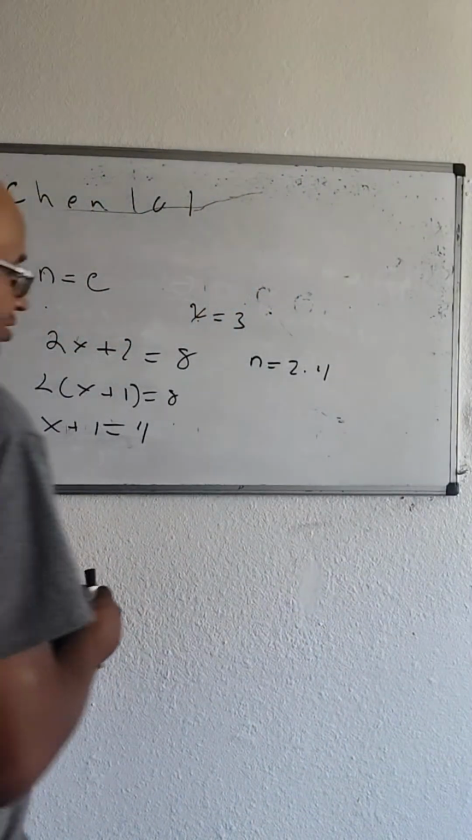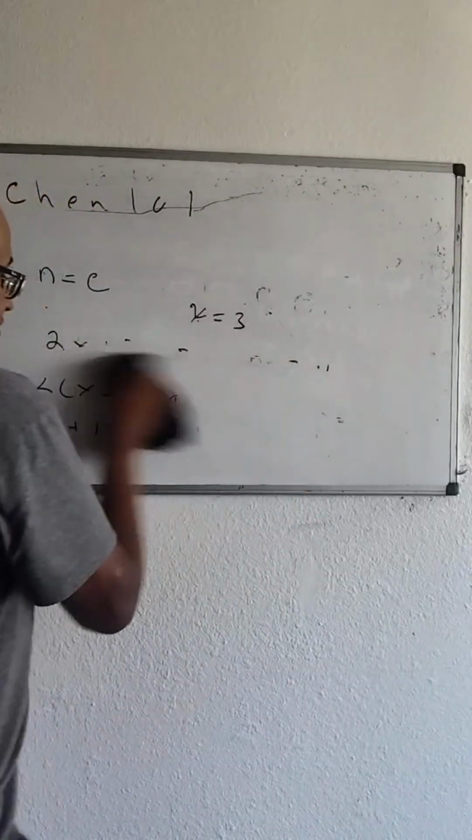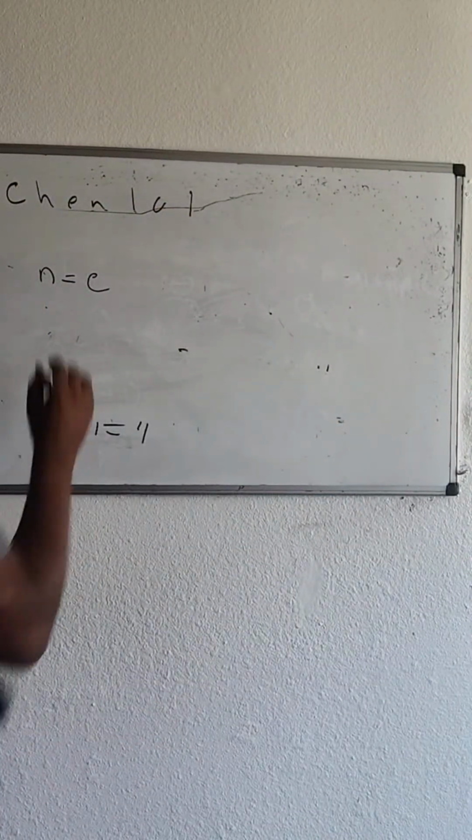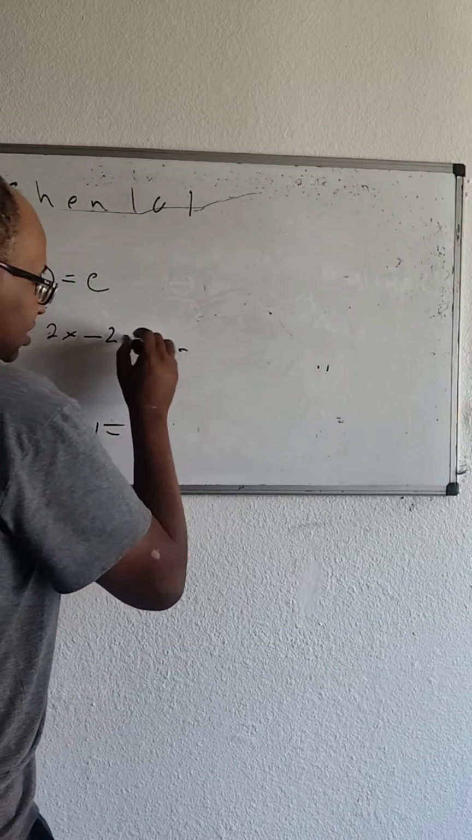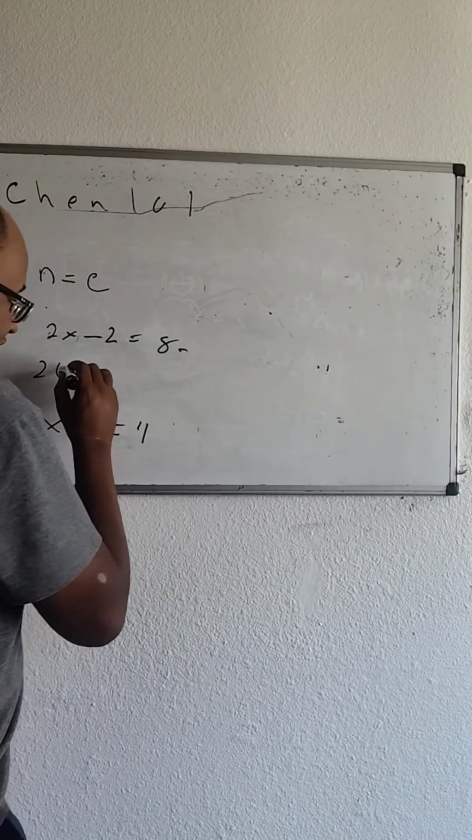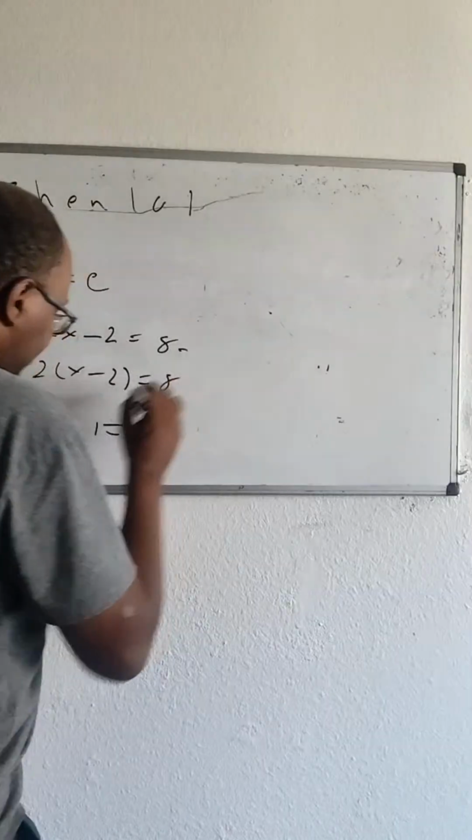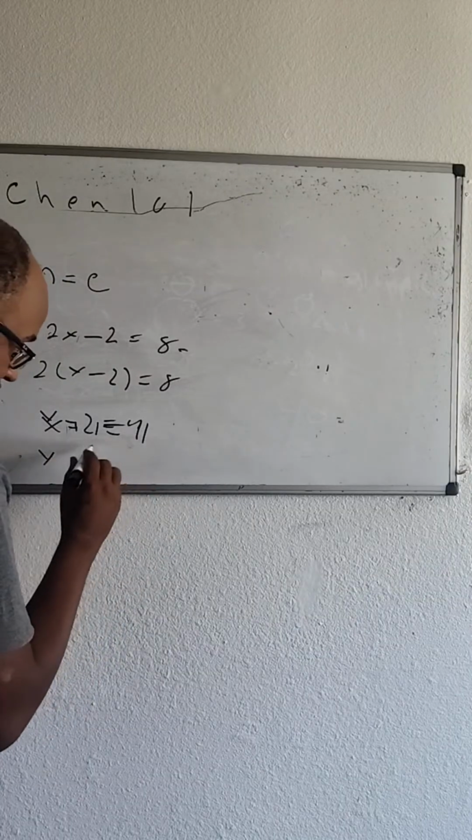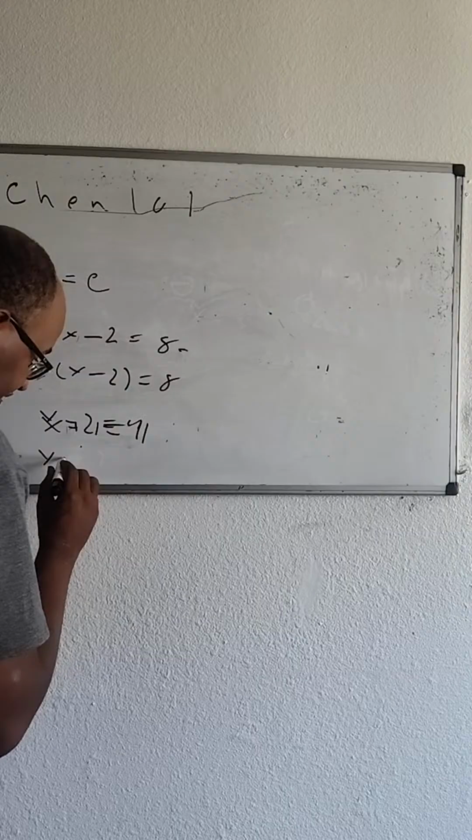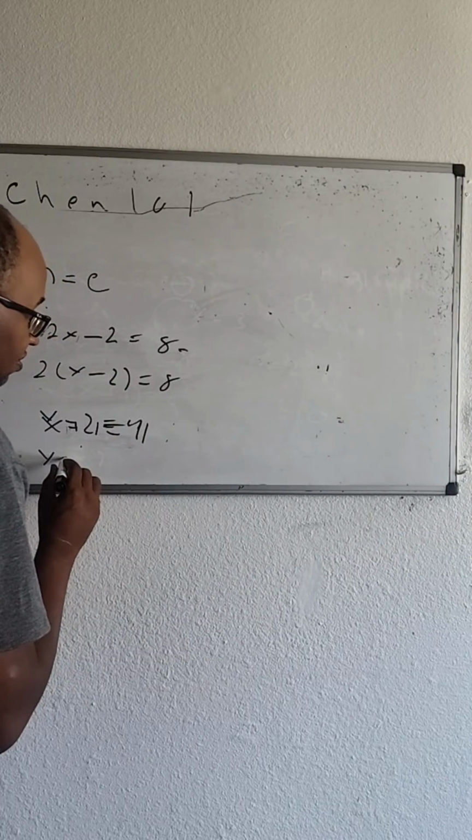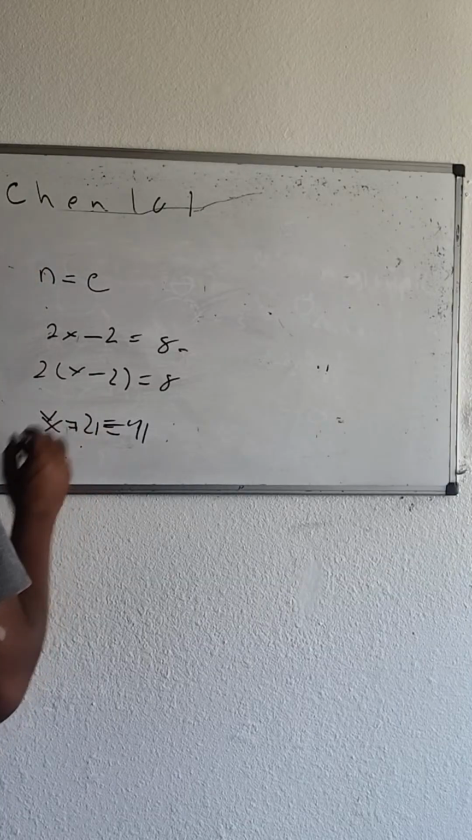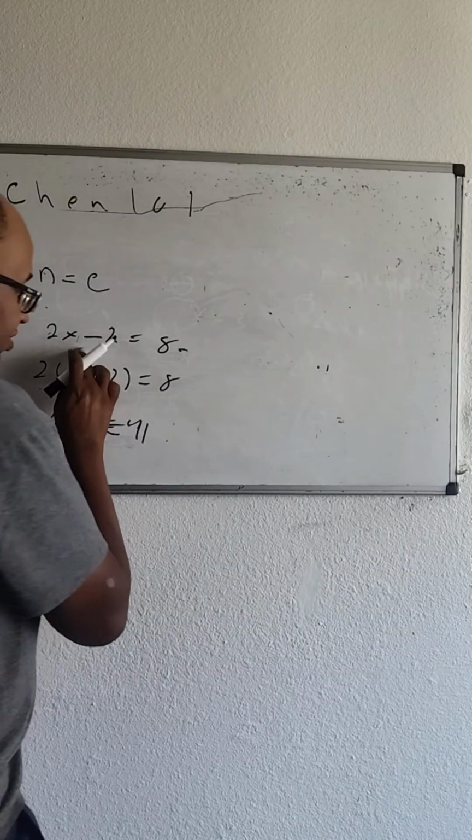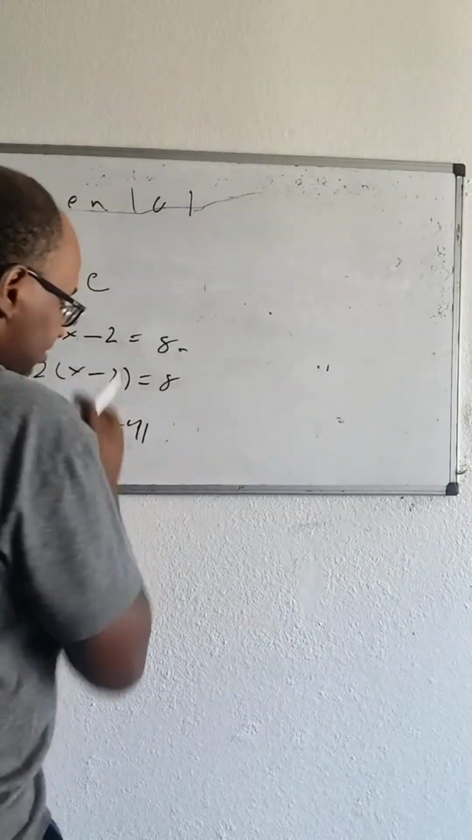That should have been a minus. Let me correct that, guys. I'm trying to make it a simple example. Hold on. So we'll do 2x minus 2 equals 8. There we go. So take out the 2. x minus 2 equals 4. So x minus 2 plus 2 is what? 6. So 2 times 6 is 12. That's not going to give me 8.